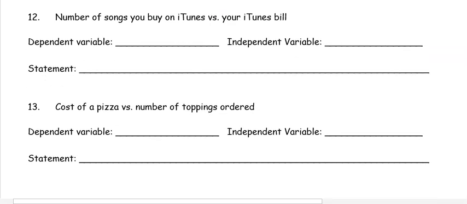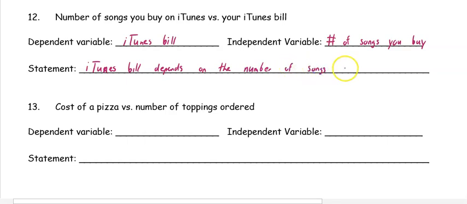Number 12, the number of songs you buy on iTunes versus your iTunes bill. Because we can also think about cause and effect, the first thing that happens is you're going to buy the songs on iTunes. So the number of songs you buy is going to be our independent variable. And then based on that, our iTunes bill is going to be generated, so that's the dependent variable. So we would have: the iTunes bill depends on the number of songs you buy.